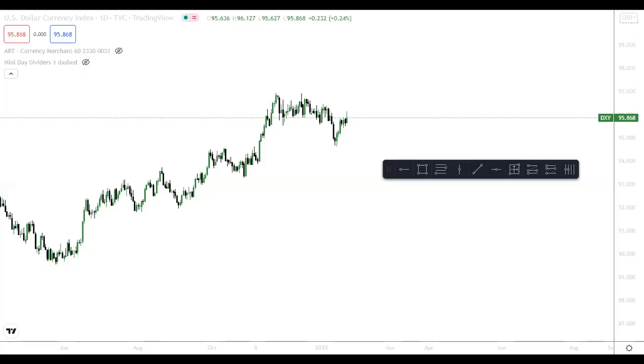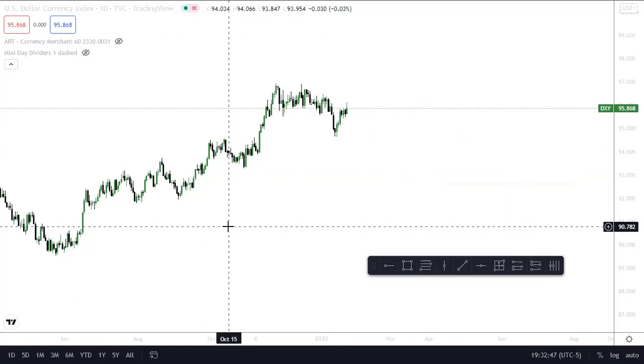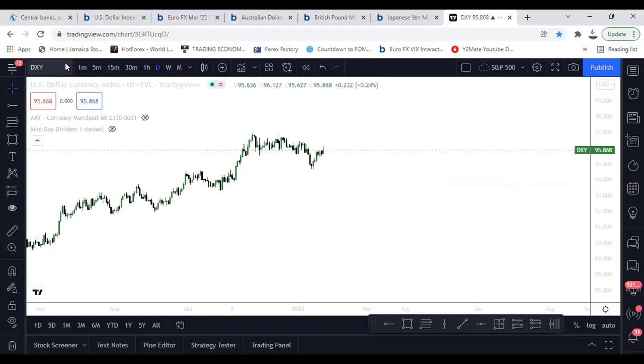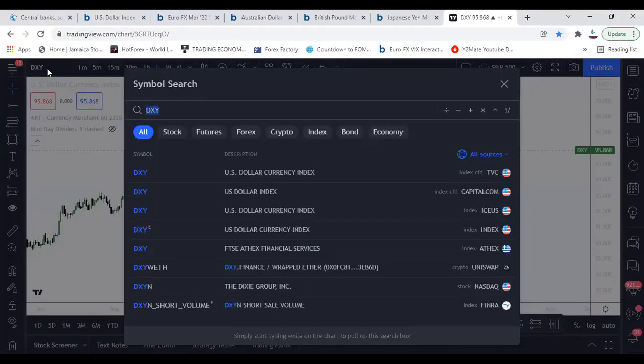A look at that. Okay. What pair do you use it for? Forex pairs, or doesn't matter?